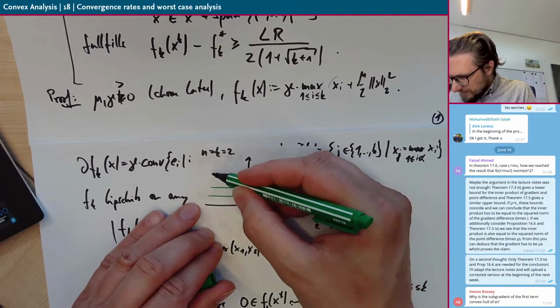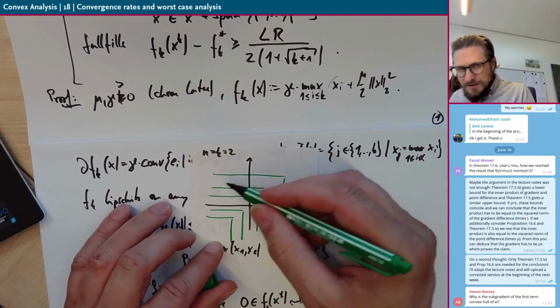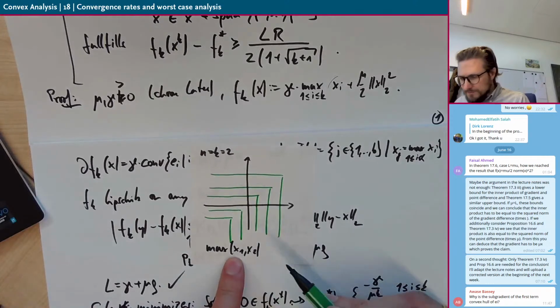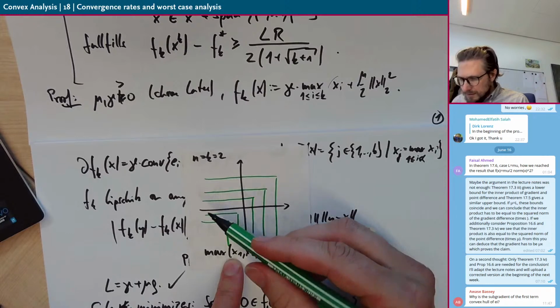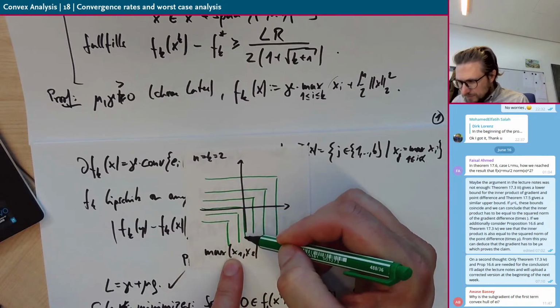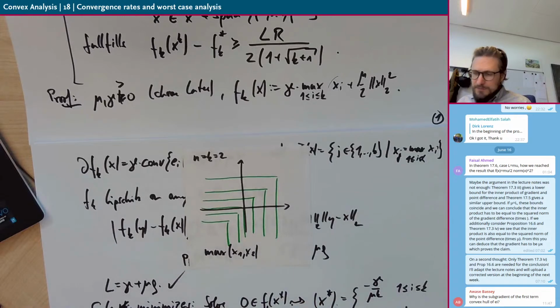So these are the level lines. Along these lines, this function here is constant. Let's say here it's constant 1, constant 2, constant 3. At this line it's constant 0, there it's constant minus 1, constant minus 2. So the subgradient, or the subdifferential, gives all the vectors which point into the direction where it goes up.